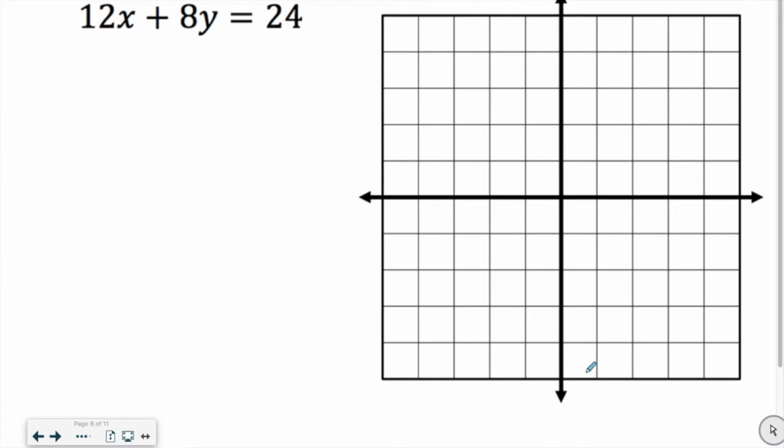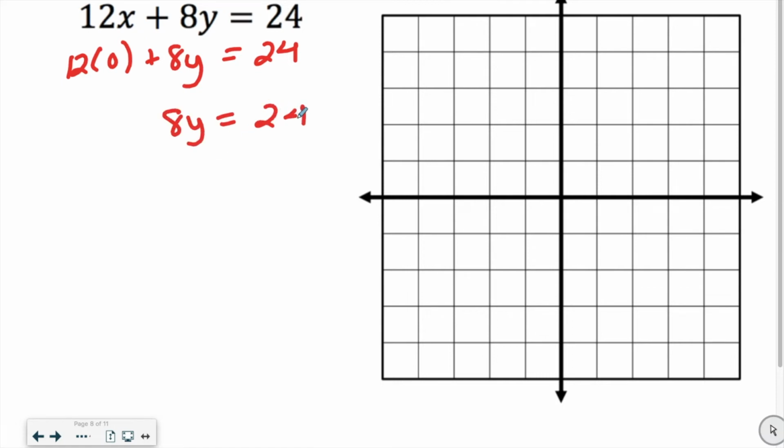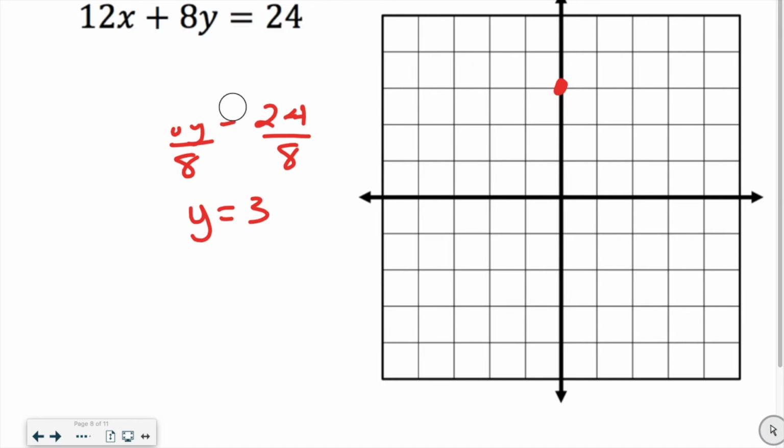All right, and this one, same thing. Substitute 0 into x. And you get 8y equals 24. Divide by 8. And y equals 3. So on your y-axis, you're going to go up 3. And then erase this and do 0 into y to solve for your x-intercept.